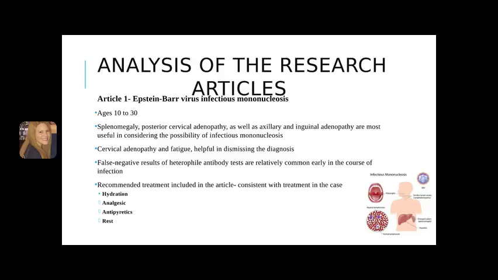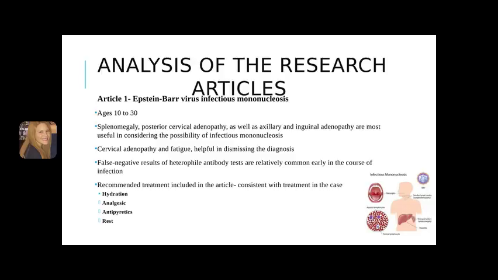On the other hand, something that can lead to the dismissal of the diagnosis is the absence of cervical adenopathy and fatigue. So that's an important piece of information to consider. I found also very interesting that the article mentions that false negative results of the heterophile antibody test, which was also used in the study, are relatively common early in the course of infection.